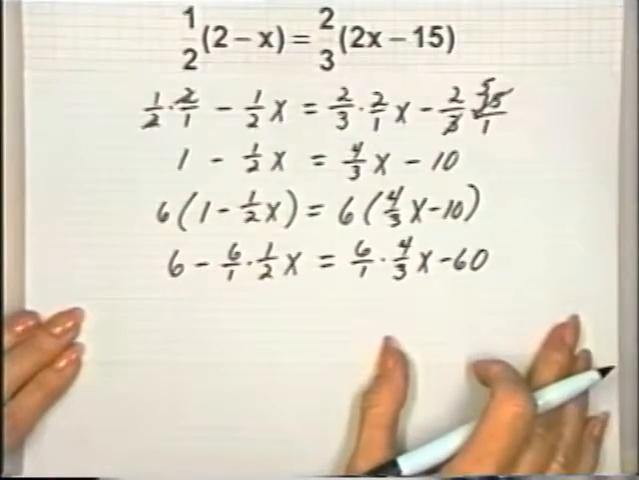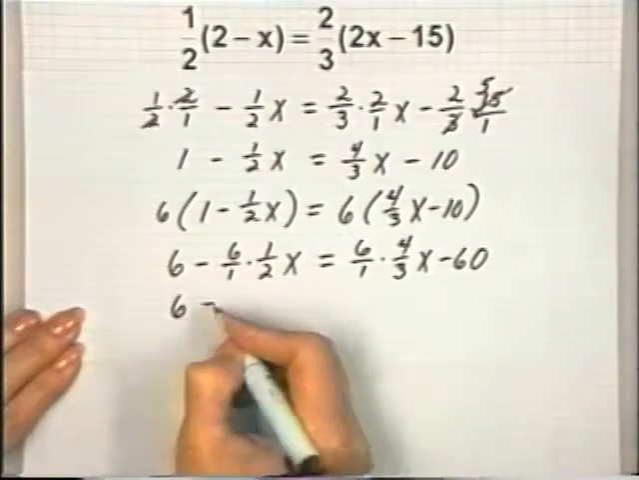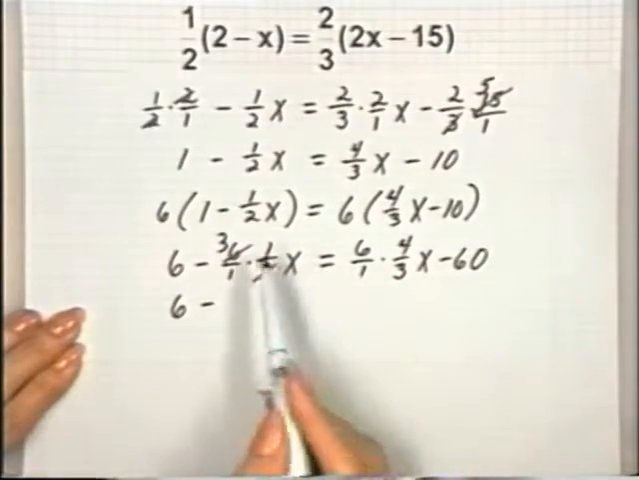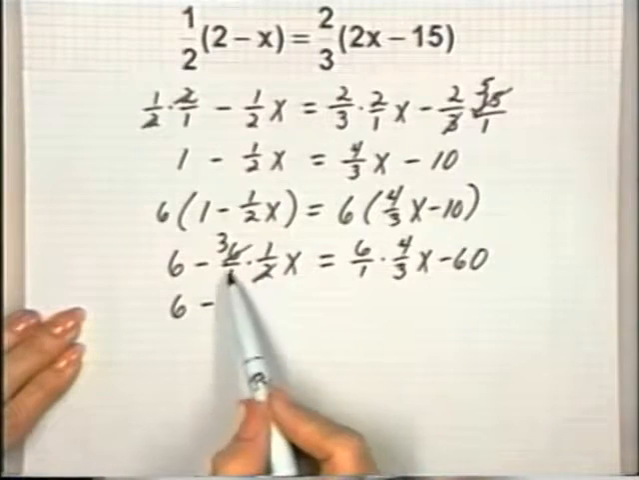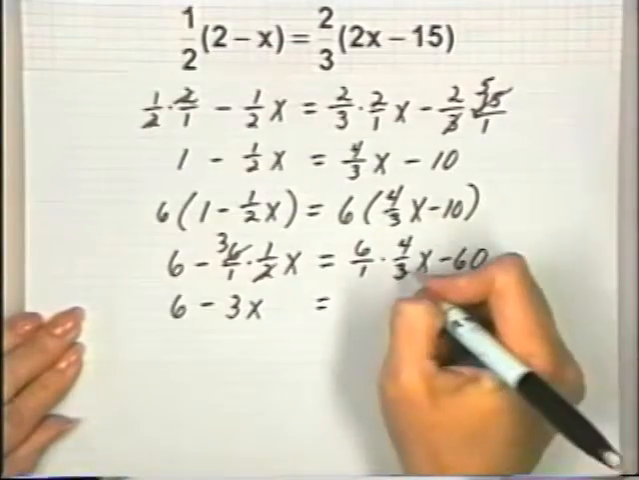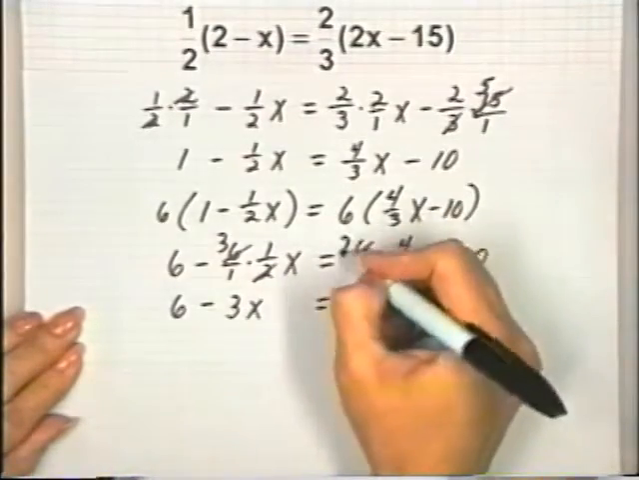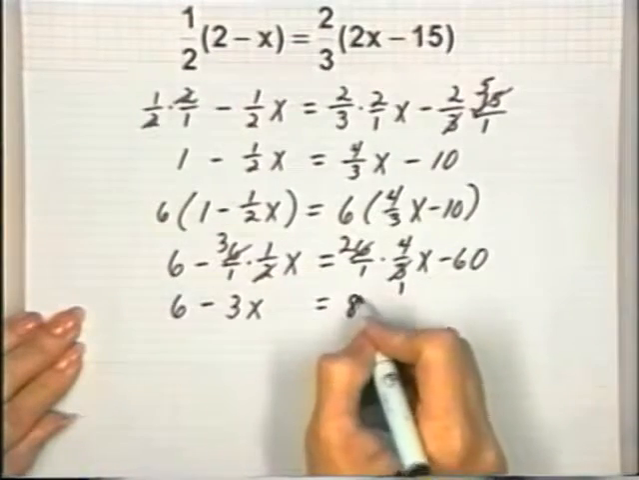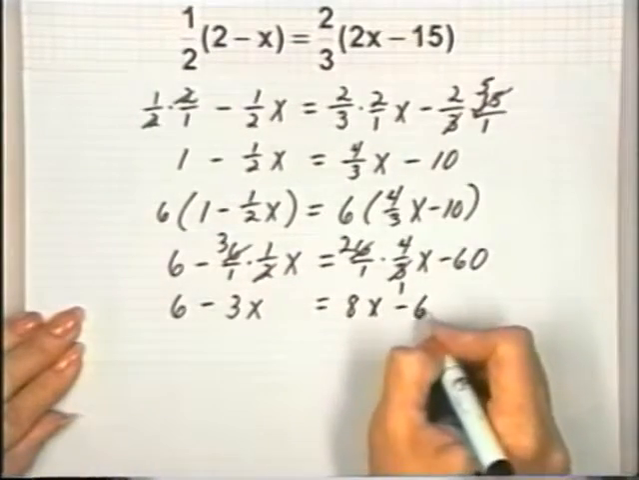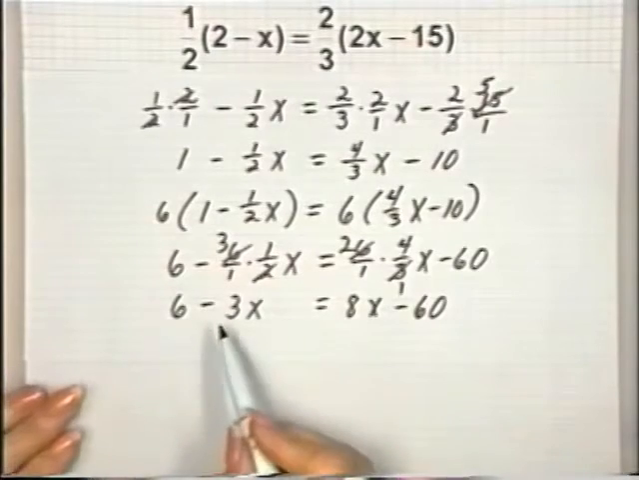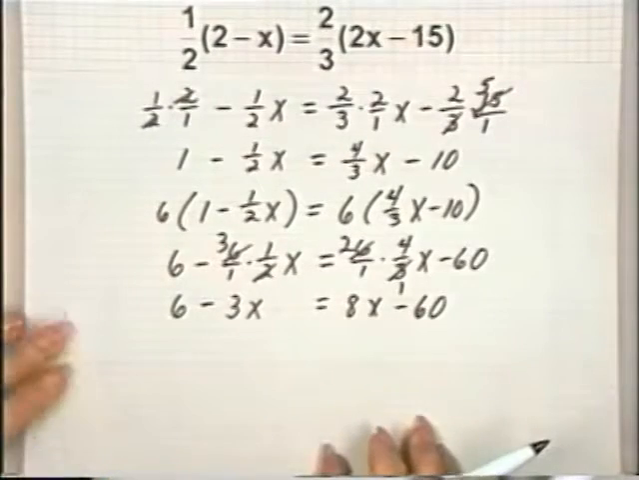Now let's simplify the fractions. I will have 6 minus 2 goes into 2 once and into 6 3 times. I am left with 3 times 1 over 1 or 3x equals 3 goes into 3 once and into 6 twice. I am left with 2 times 4, which is 8 over 1 or 8x minus 60. I now want to get my x terms on the same side of the equation. The negative 3x has the smaller coefficient.